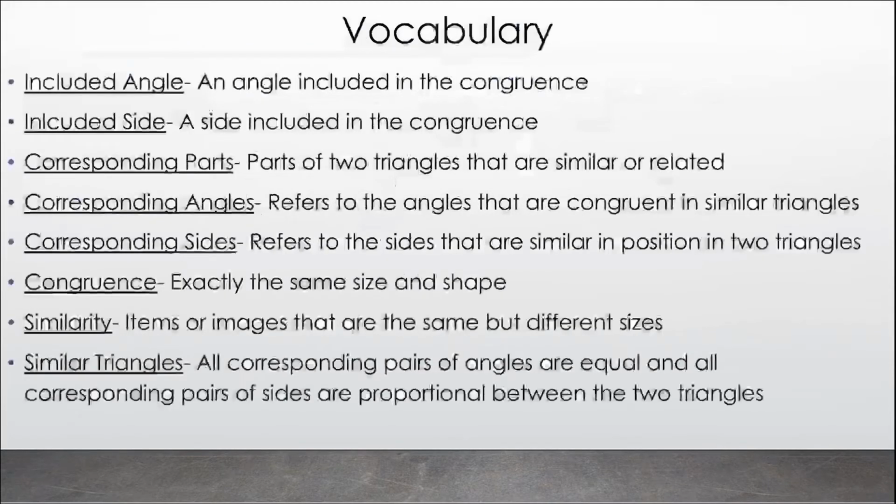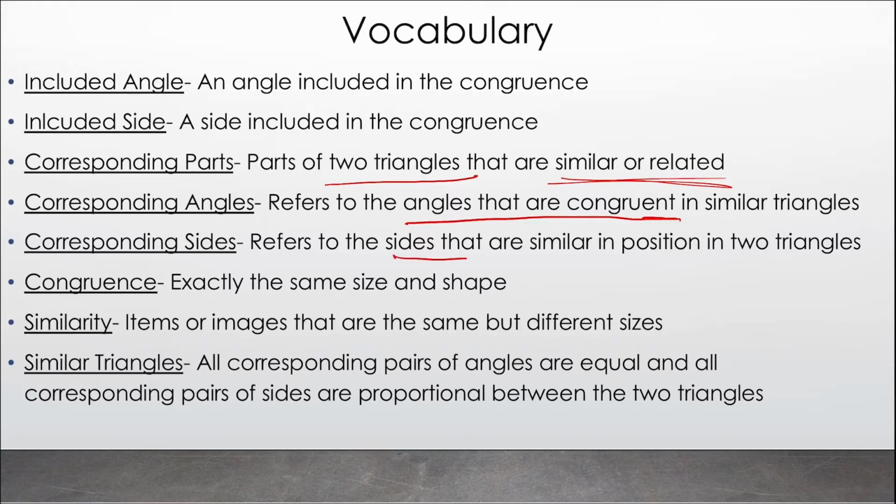So some quick vocabulary. We have an included angle, that's an angle included in the congruence, and an included side, a side included in the congruence. Corresponding parts means parts of two triangles that are similar or related. Corresponding angles refer to angles that are congruent in similar triangles. Corresponding sides are sides that are in similar position in two triangles.